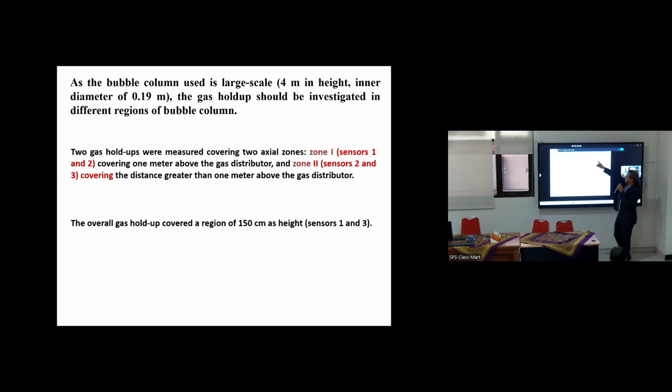As the column is large, with a height of 4 meters, I have to divide it into 2, 3, or 4 zones. I use 2 zones. So two gas hold-ups were measured, covering zone 1, the lower zone, and the higher zone, and also the overall gas hold-up.